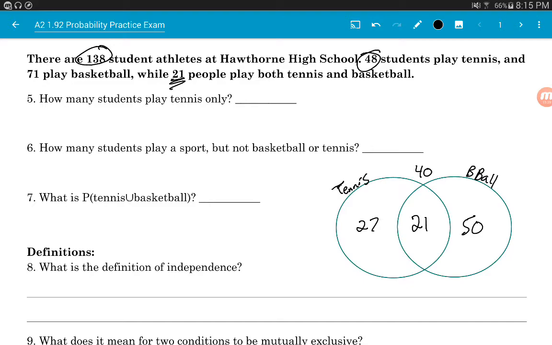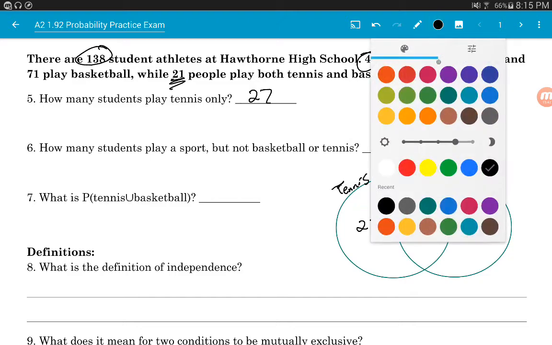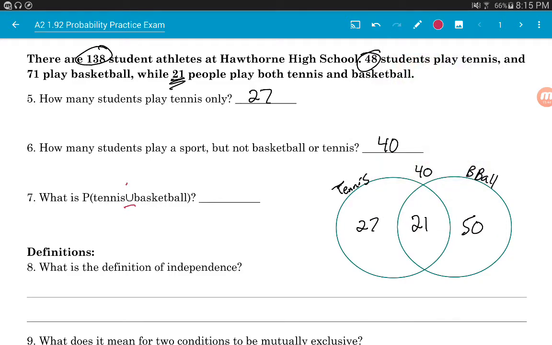Now, how many students play tennis only? 27. How many students play a sport but not basketball or tennis? That must be these guys. What is the probability of tennis or basketball? So if I'm doing tennis or basketball, that means that these guys play tennis or basketball, so do they, and so do they. It's always going to be all three. So when I add those up, I'm going to get 98 out of the whole total, which is 138.